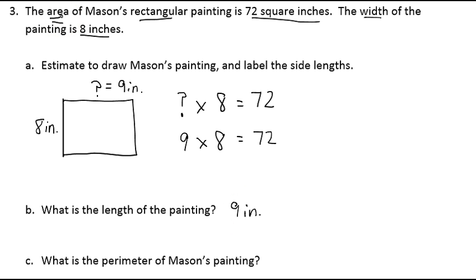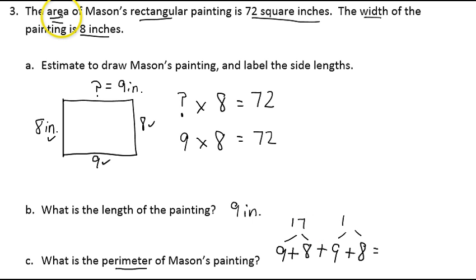Now, knowing that, what is the perimeter of Mason's painting? And the perimeter is the distance around the entire painting. That would be 9 plus 8 for this side, and then another 9 for the bottom, plus another 8 for the other side. Well, let's see, 9 plus 8 is 17. 17 plus 17 would be 34. So the perimeter of the painting would be 34 inches.